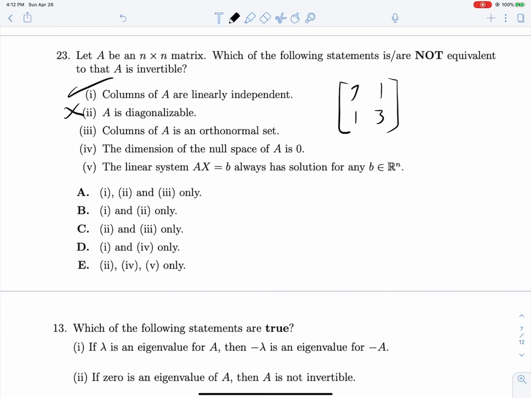No. 1, the columns aren't even orthogonal, and 2, they're not orthonormal. They're not normal because the length of this guy is root 50, the length of this guy is root 10, so no, not at all. That was just kind of crazy.